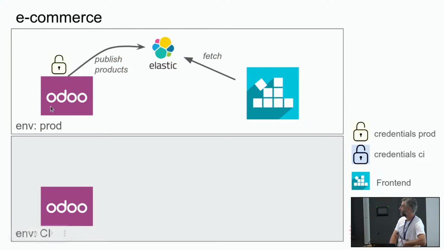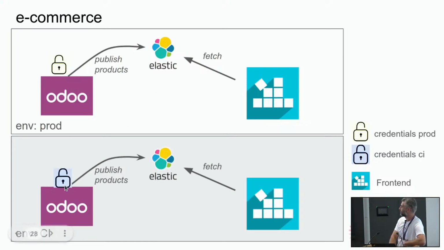So as before, Odoo publishes products, catalog, brand, or whatever to this kind of Elasticsearch engine. It's like another database. And this one is the front end. It can be Nuxt.js or another application, and it needs to read the products. So in production, so far, it's good, it's easy, and then you want to introduce change. So you need to publish products to another Elastic. It's not the same one, because you don't want to send garbage into production.